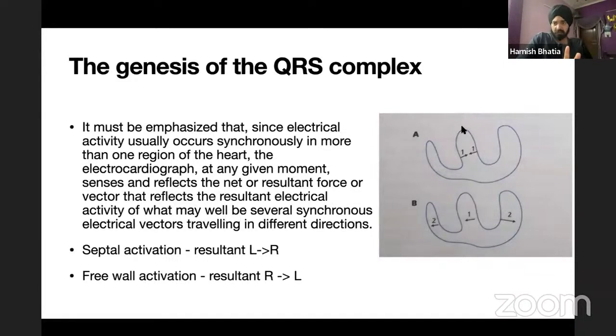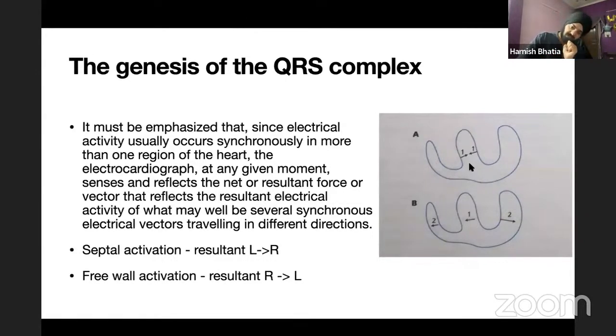So it comes from here, travels here. This is the septal activation phase, and then it goes to both the free walls. That is the free wall activation phase. So basically there are two phases. That is why the QRS complex is two or three waves. How those waves happen, we'll see.